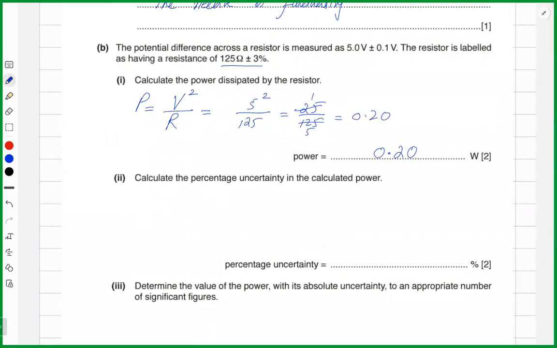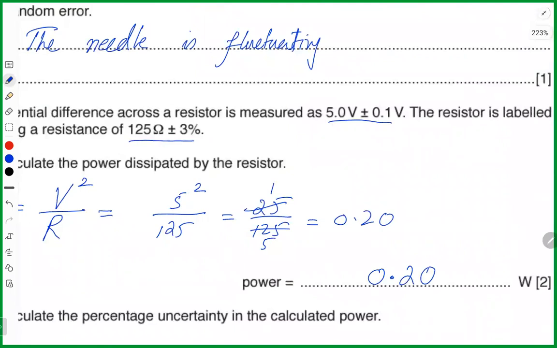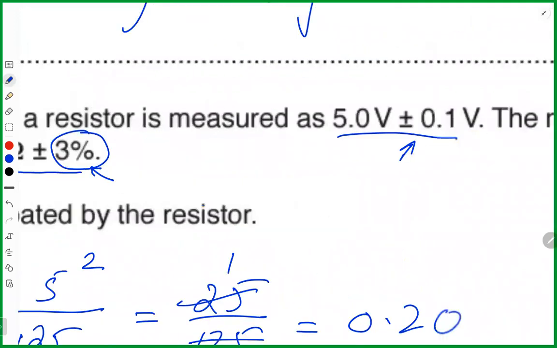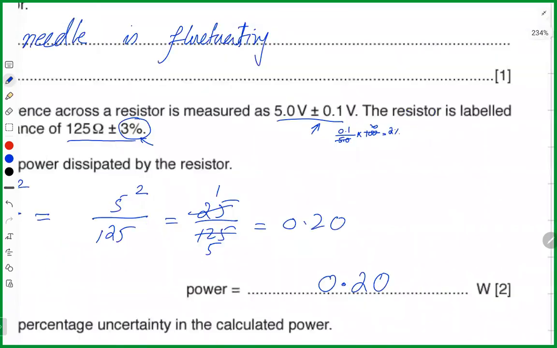Now calculate the percentage uncertainty of the calculated power. We need the percentage uncertainty, and he has given us one percentage uncertainty and one non-percentage uncertainty. So he is forcing us to make a mistake. We don't need to do anything with the 3% because it is already a percentage. Let's convert the voltage one into a percentage. It will be 0.1 divided by 5.0 times 100. So 2%. Voltage has a 2% error.